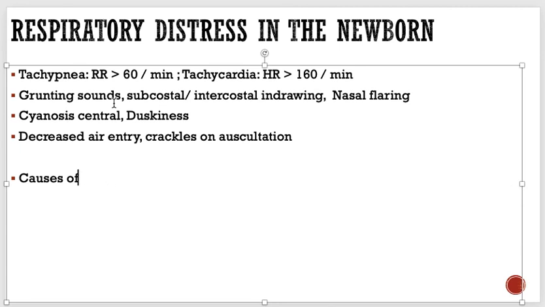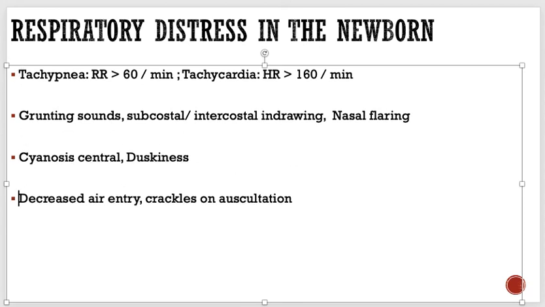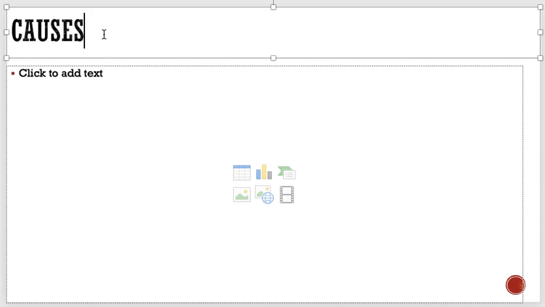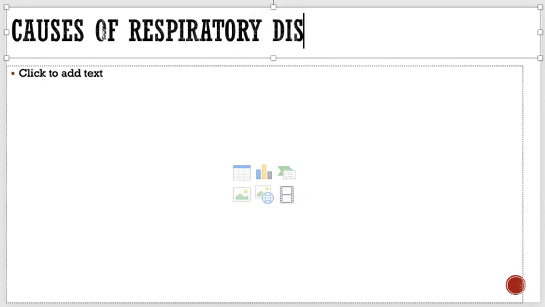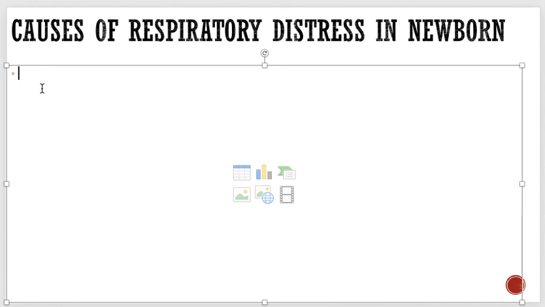By the way, the causes are too many, so I will continue that in the next slide instead. Okay, so causes of respiratory distress in newborn. One thing, the first one for sure should be pulmonary causes. Okay, so pulmonary causes are there.